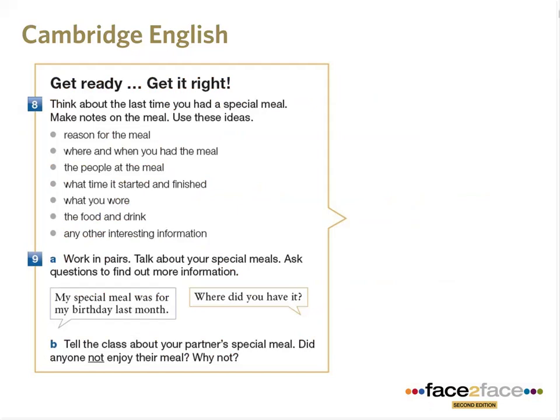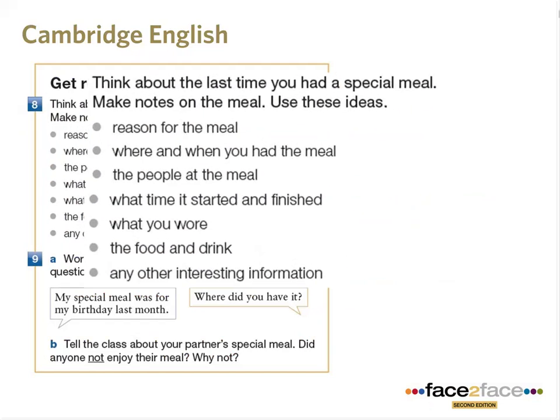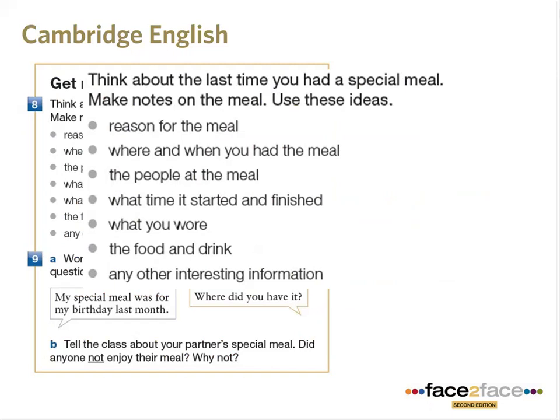Okay, here's one from pre-intermediate after a past simple lesson, where we asked students about the last time they had a special meal. So rather than just say, discuss a special meal, we asked them to make notes on the meal using these bullet point ideas. So this gives them time to think of what they're going to talk about. Because it's not just the language they need, they need to know what they're going to say as well.